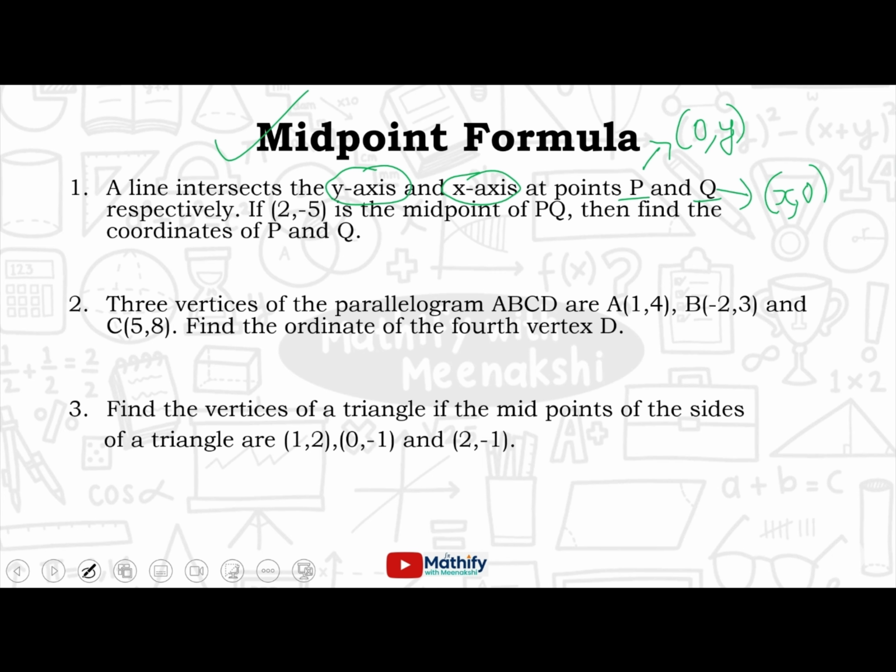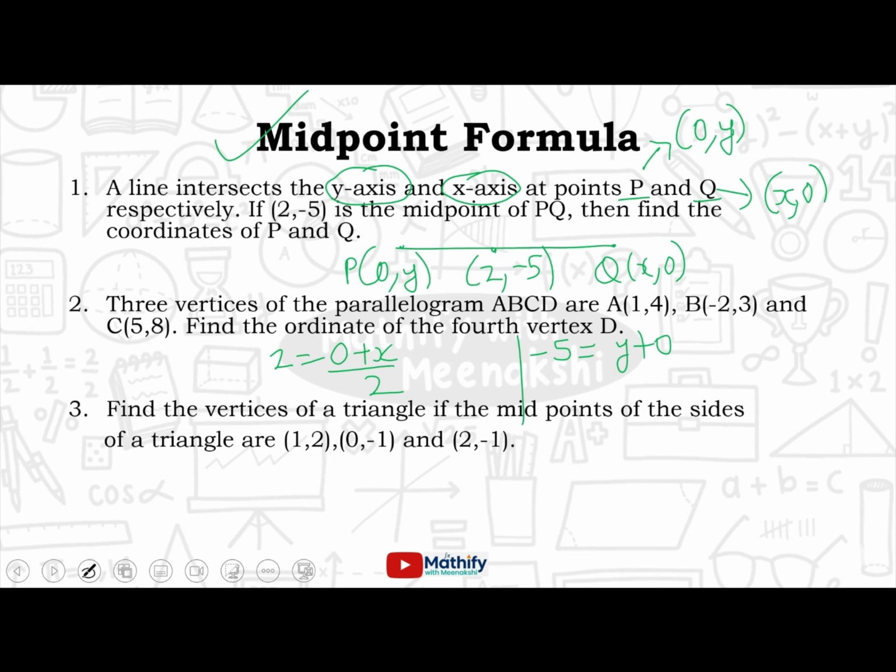Okay, if (2, -5) is the midpoint of this. Let's write: P is this, Q is this. And it's given the midpoint is (2, -5). So you have to find the coordinates of P and Q. Now you know the formula of midpoint. 2 is equal to the sum of x coordinates, that is (0 + x)/2. And similarly y is equal to the sum of y coordinates divided by 2.